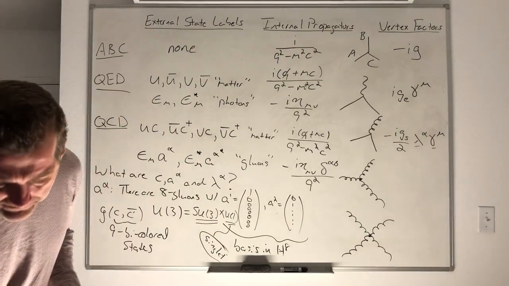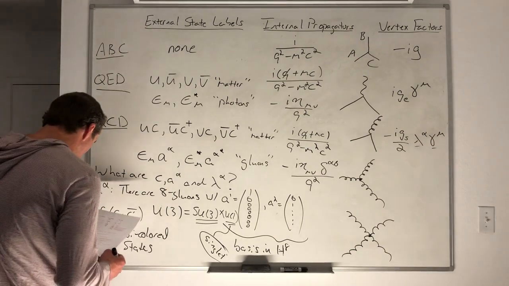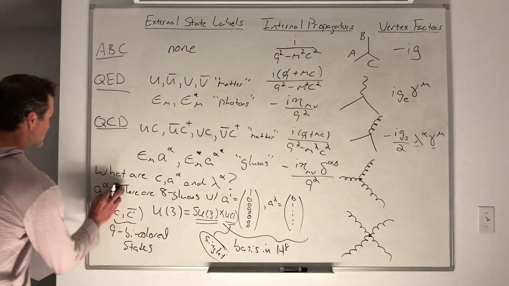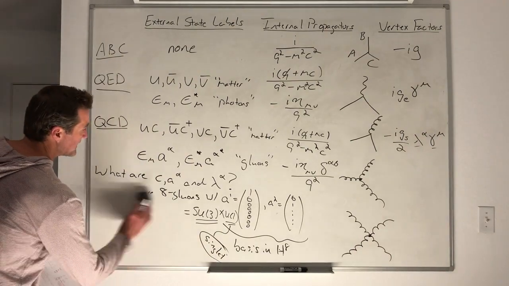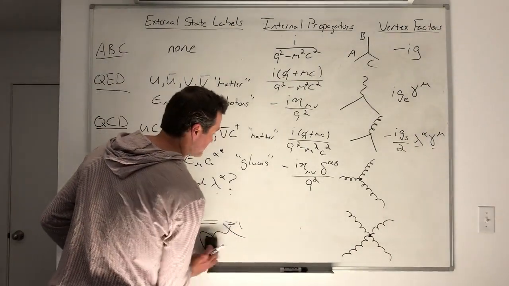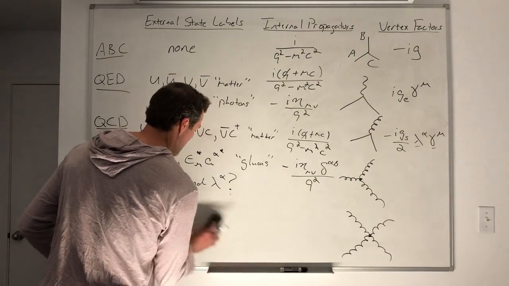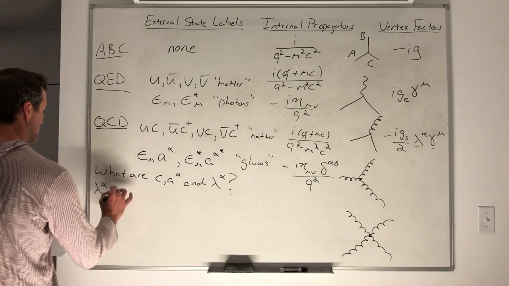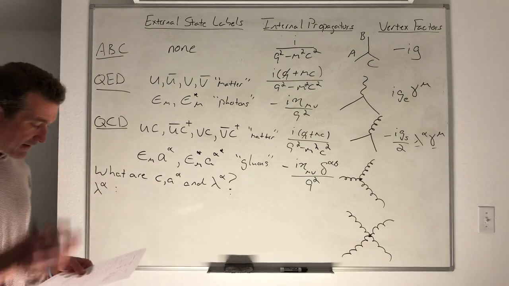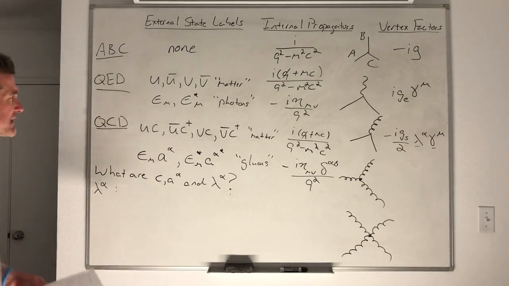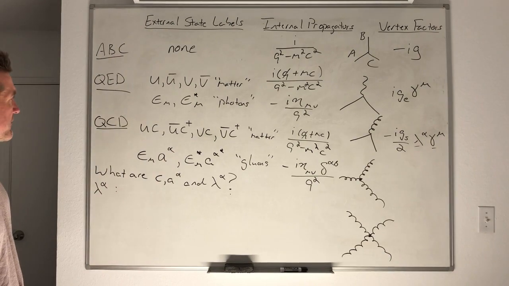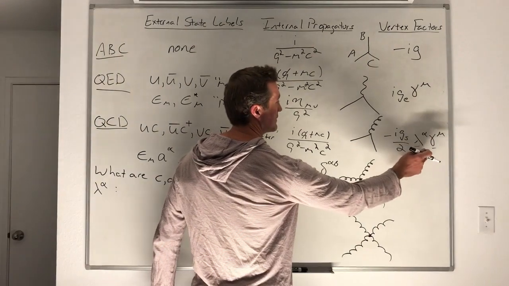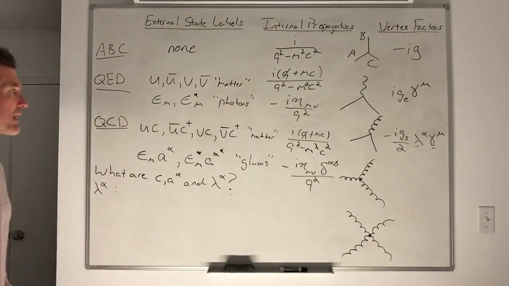Okay, and then last but not least, and this is probably the headachiest one, but it'll get us there. Last but not least, there's lambda alpha. Now, where does lambda alpha appear? Lambda alpha appears, oh, there it is.